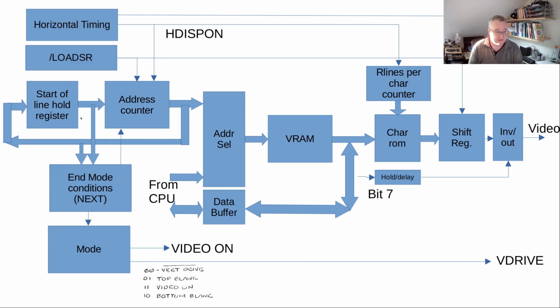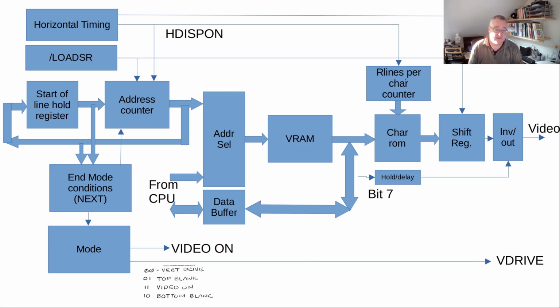I'm sure it reduces the chip count a lot. When we have the address selection, we have to switch between the video output and the CPU address, which is done in the address selector. We have the data buffer for access from the CPU. The output from the video RAM goes to the char ROM directly.